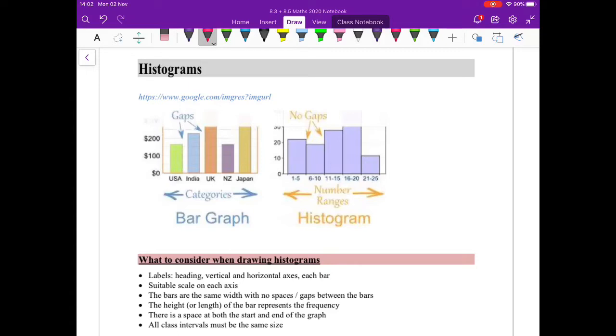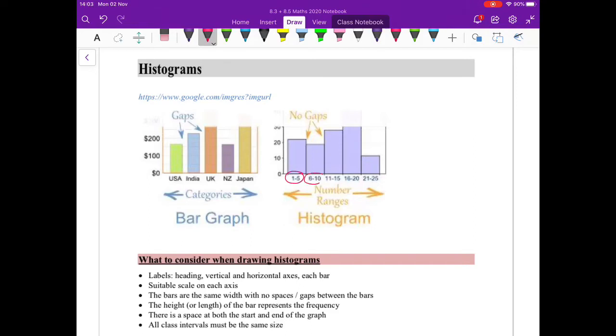A histogram is used to display continuous data, and that means that it's measured data. For example, mass, length, or it is group data. You will see that you now need a class interval which goes on the horizontal axis where each bar represents one class or one interval.